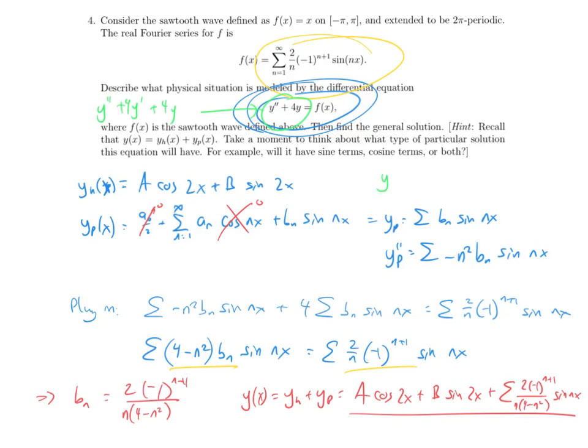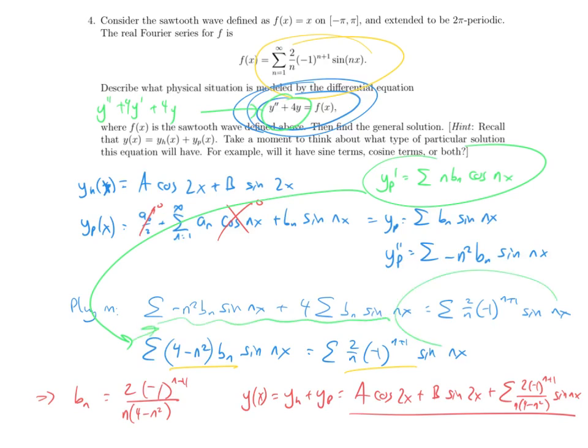If we had done y prime, it would have been n b_n cosine of nx. And if we had plugged that in and that had arisen in the left-hand side, there's no way that would cancel with just sines.